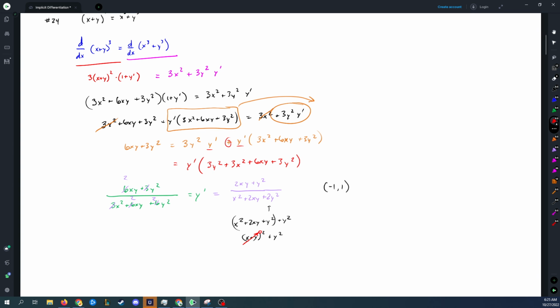So really now I have 2 times negative 1 times 1 plus 1 squared all over 1 squared. And now this is going to give me what? Negative 2 plus 1 is negative 1, and negative 1 over 1 is just negative 1. And that's the answer.